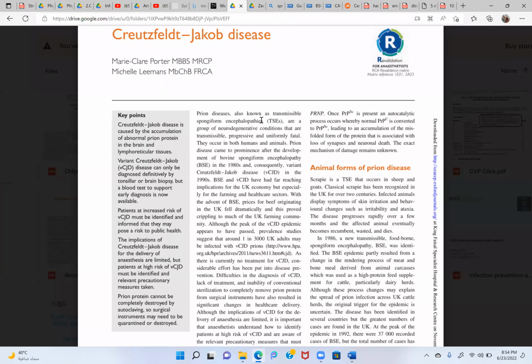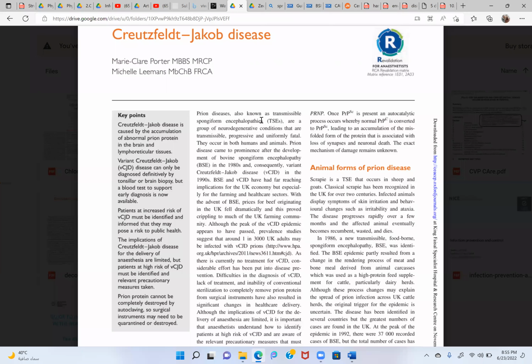It is a transmissible spongiform encephalopathy. Okay, these are a group of neurodegenerative conditions that are transmissible, progressive, and uniformly fatal. It's a very dangerous disease. If you have a look at the key points, it is caused by the accumulation of abnormal prion protein in the brain and lymphoreticular tissues. Variant Creutzfeldt-Jakob disease can only be diagnosed definitively by tonsillar or brain biopsy, but a blood test to support early diagnosis is now available.